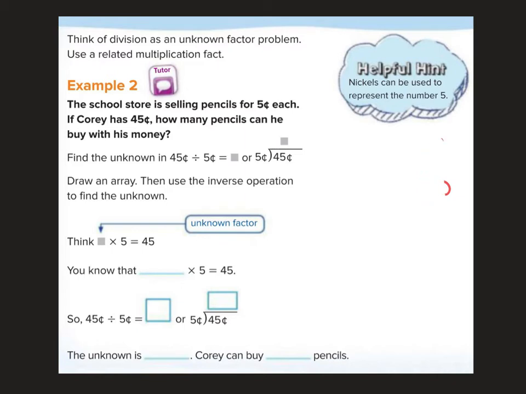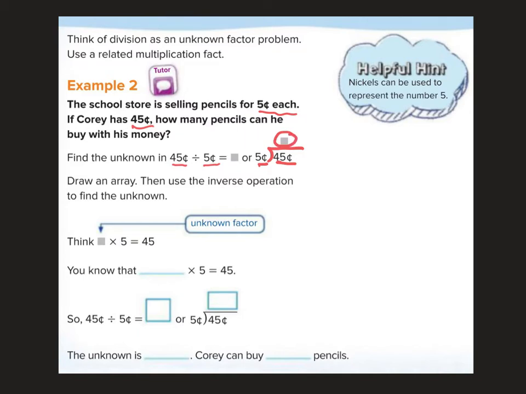The school store is selling pencils for 5 cents each. Okay, each pencil costs 5 cents. If Corey has 45 cents, how many pencils can he buy with his money? So what I'm doing is I'm saying, okay, 45 cents divided by 5 cents per pencil will tell me how many pencils he can buy. Another way to write it is 45 divided by 5, and then our answer goes on top.